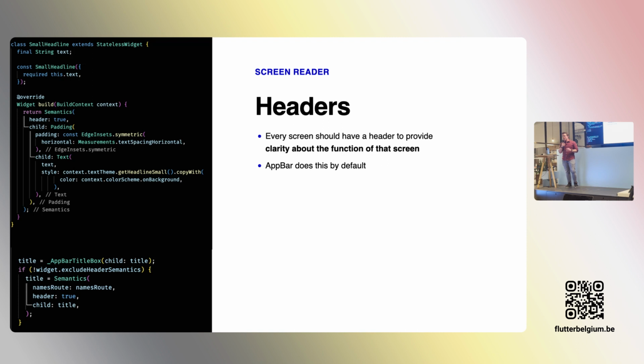Then headers. Basically, every screen in your application should have a header. They provide clarity to the user about what the function is of the screen. So what I have here is a headline text that we often use in our application, and I marked it as a header. But something that you should probably know is that if you are using the default app bar component that Flutter provides, it already is used as a header. So as you can see in the code, this is actually from the Material AppBar. You will see that it already is marked as a header as long as you don't exclude it from the semantics.